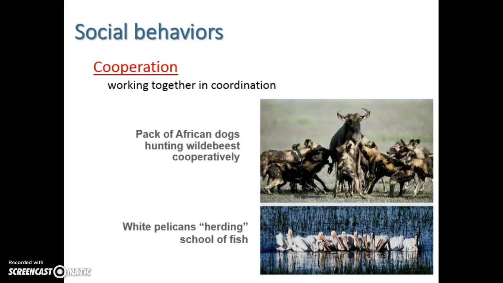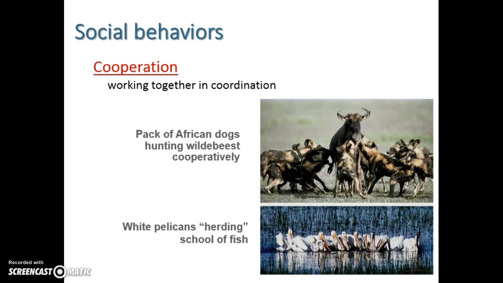Another type of social behavior is cooperation, and that's something that you may have studied and should be pretty familiar with. We have mutualism, symbiosis, the different types of cooperative behavior that can occur between different animals. But we can also have cooperation within the same species.